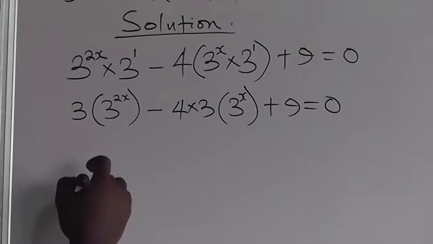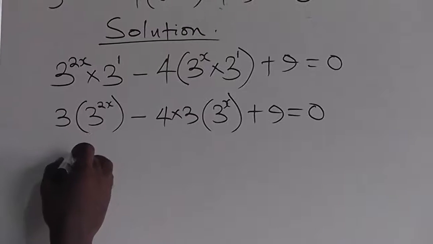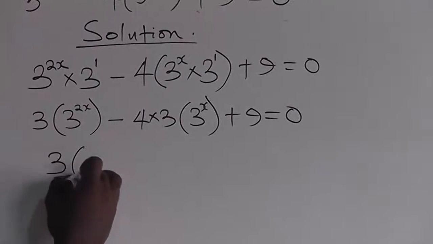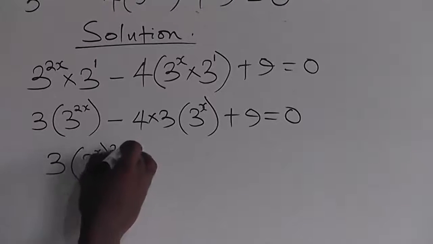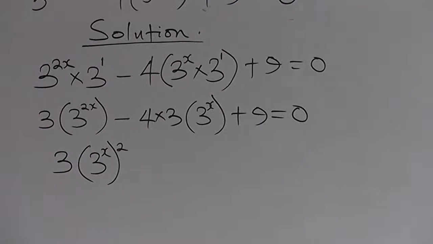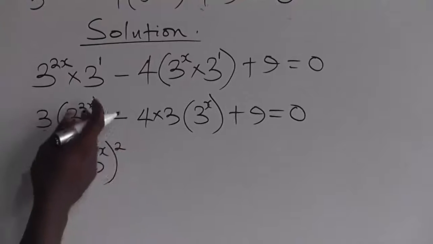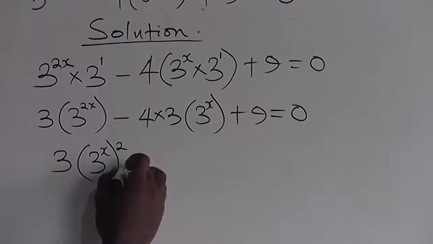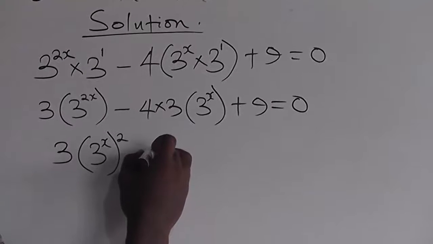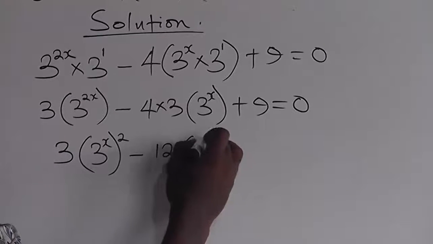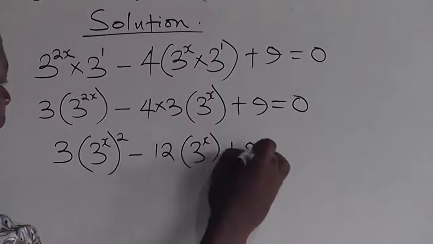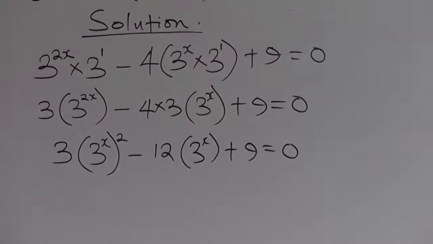Now, this can be written as 3 into bracket 3 raised to power x, then raised to power 2. If you multiply 2 by x, you still get 2x, minus 4 times 3. This will give us 12, plus 9 equals to 0.